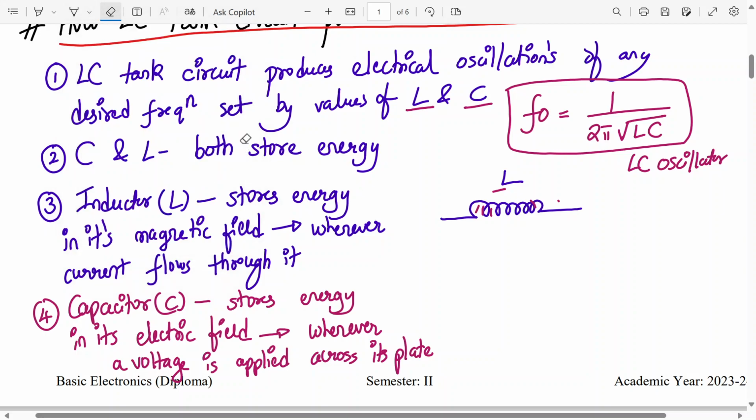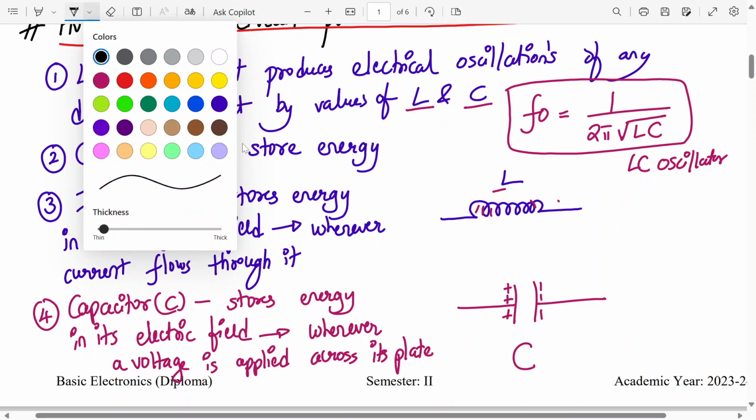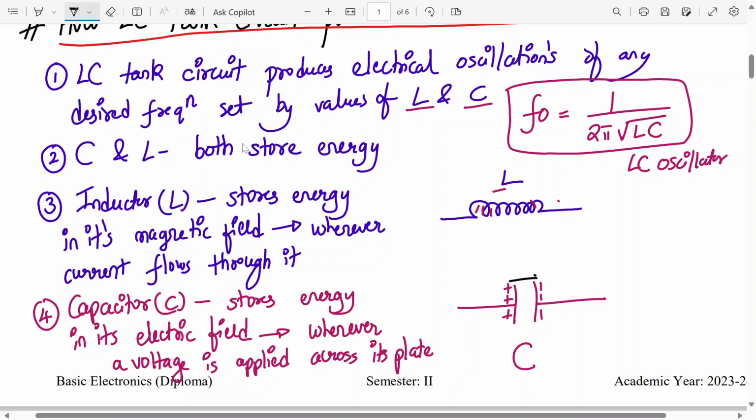And then we have a capacitor. This is the symbol of a capacitor. There are two parallel plates. This is the C. So it stores the energy in the form of its electric field. There are positive charges on one side and negative charges on the other. The electric field is directed from positive to negative, like this. So that's how the capacitor stores the energy across itself in the form of electric field, and the inductor stores the energy in the form of magnetic field.